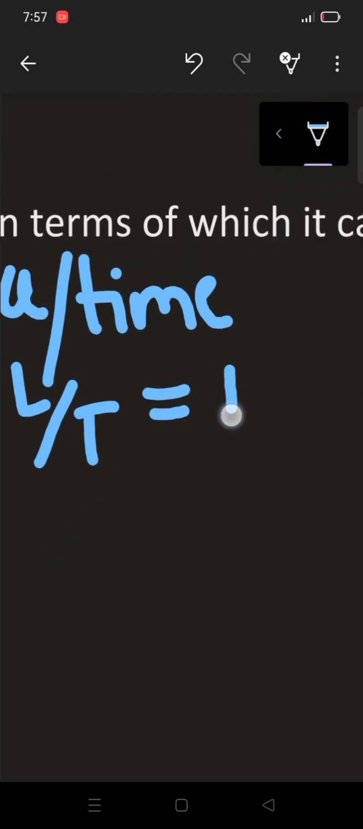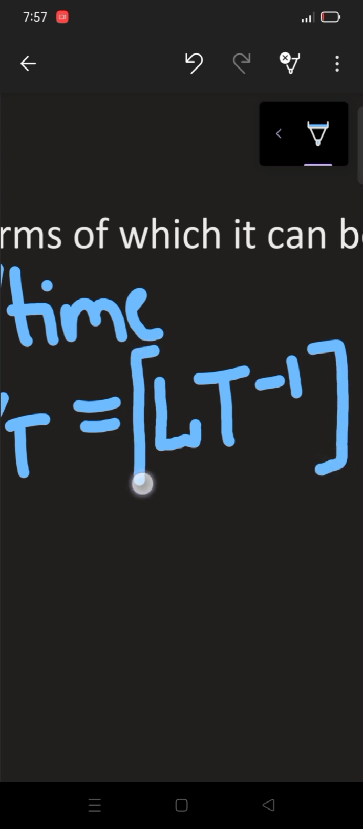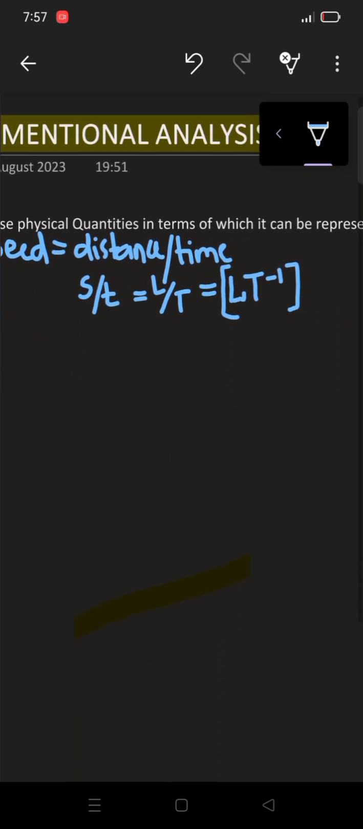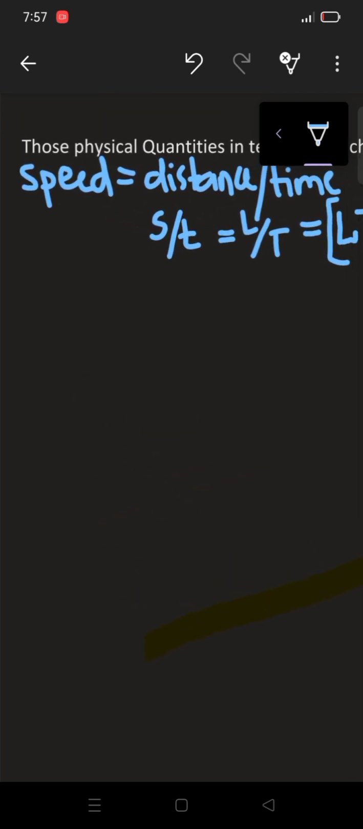L would remain in its position, while t will go up and get the minus sign, minus power, which means t inverse. T is in the denominator. So this is basically the dimensional formula. L T inverse is the dimensional formula of speed, which is distance upon time. Now let's go with dimensional variables. What are dimensional variables? Dimensional variables are those physical quantities which are variables and yet they have dimensions too. So that is basically known as a dimensional variable.